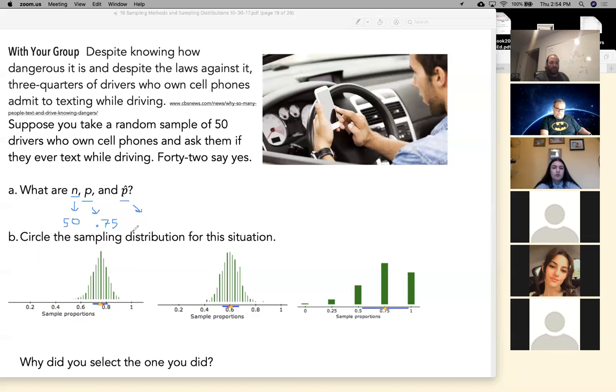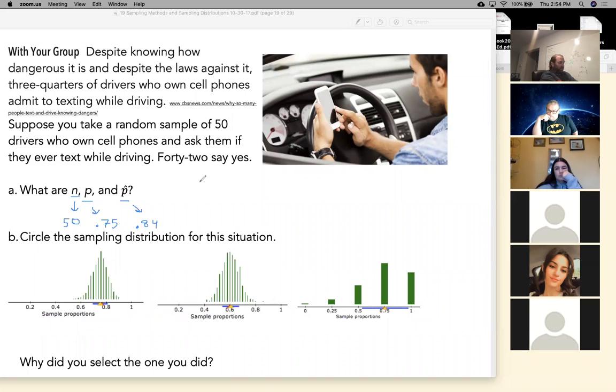0.84. Where do you get that from? It's correct. But where do you get it from? 42 divided by 50. Okay, makes sense? 42 said yes. There's 50 who we asked. So 42 divided by 50. Okay?